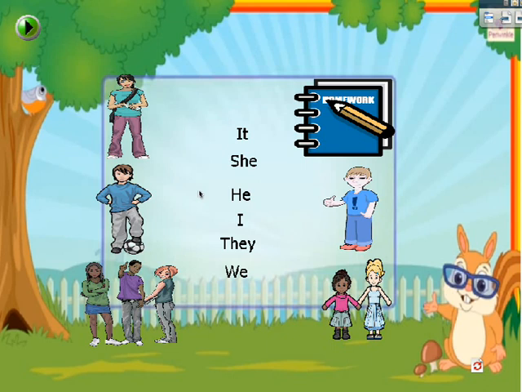Let us review the pronouns now that take the place of a noun in a sentence. It replaces one thing or animal. She replaces a girl. He replaces one boy. And I replaces me when I'm talking about myself. They replaces many people or many things. And finally, we replaces me and someone else in a sentence.